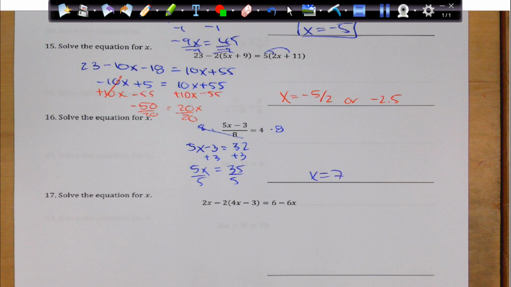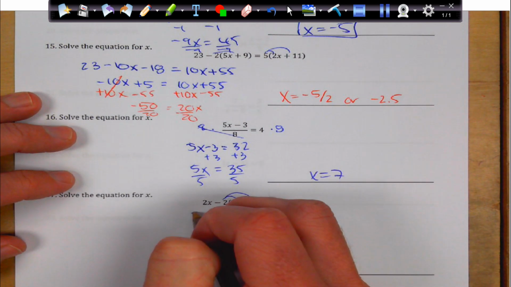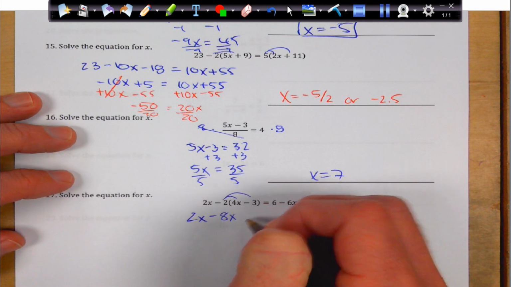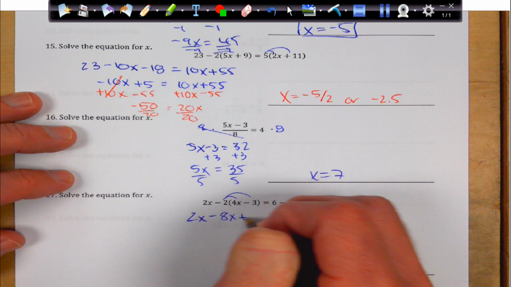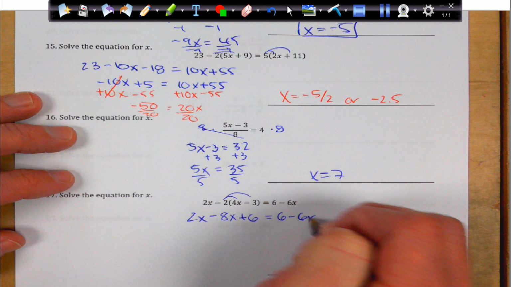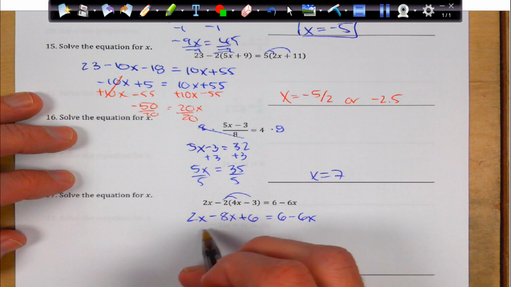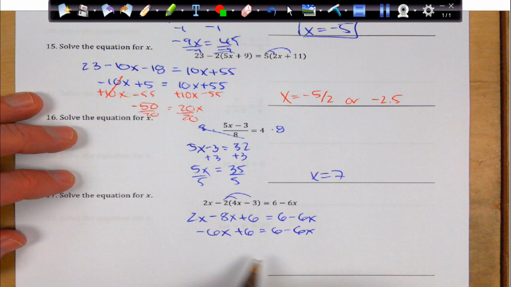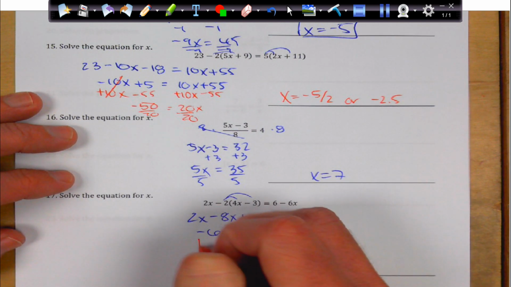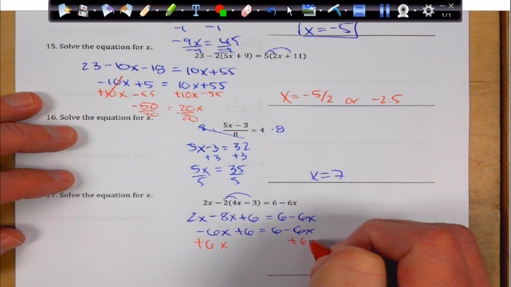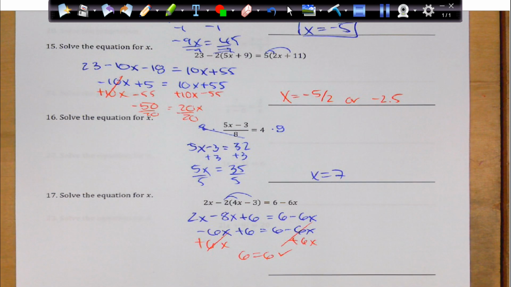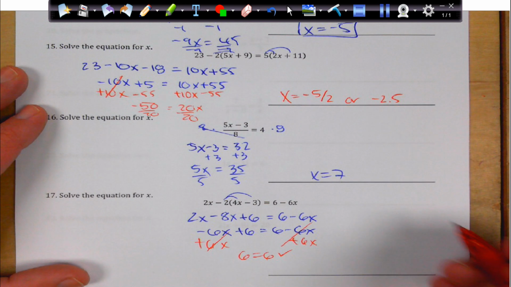And 17. Distribute yet again. We get 2x minus 2 times 4, which is 8x, times negative 3 is a positive 6 equals 6 minus 6x. Combine like terms here, I get negative 6x plus 6 equals 6 minus 6x. And here, they're both the same, so we're going to get into some trouble. Because once I add 6x over here, and 6x over here, they cancel. End up with 6 equals 6, which is true, which means, what's my answer?